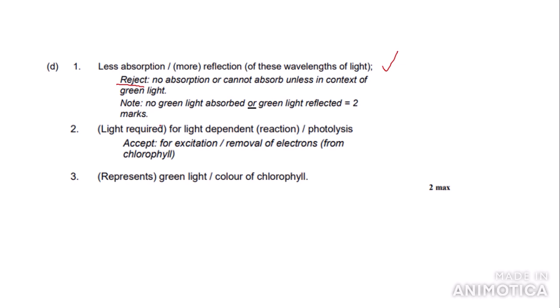So the second marking point said the light was required for the light-dependent reaction or photolysis. So we would get both marks for this question. Or you can put represents green light or the colour of chlorophyll. But if you wrote all three of these points correctly, you don't get 3 marks, you can only get a maximum of 2 marks, as the marking says 2 max.